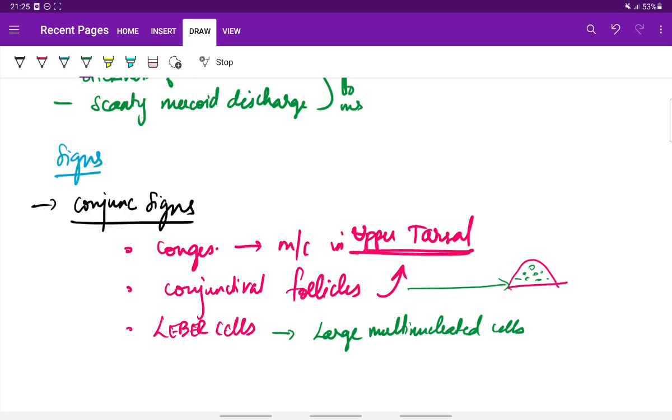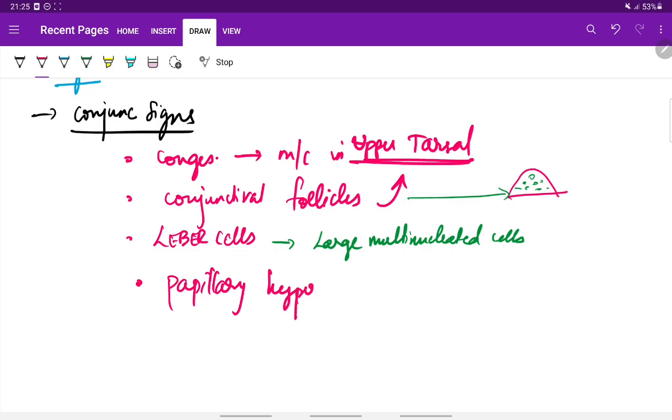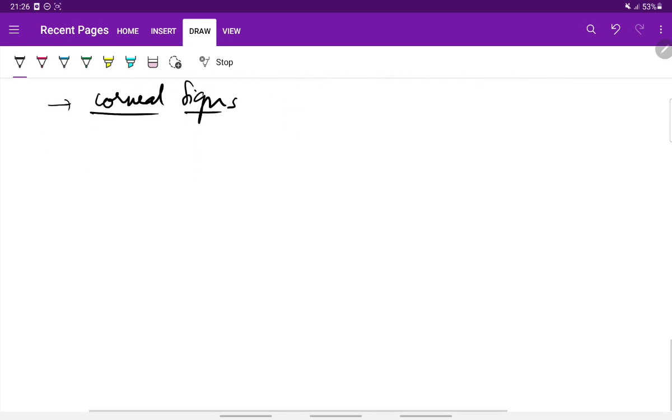And in later stages, there are also signs of necrosis seen. The next conjunctival sign is papillary hyperplasia. So in trachoma, we have both follicular and papillary conjunctivitis. These are all the conjunctival signs. Next, coming to the corneal signs of the phase of active trachoma. The corneal signs include, first, superficial punctate keratitis, and there can be Herbert follicles.